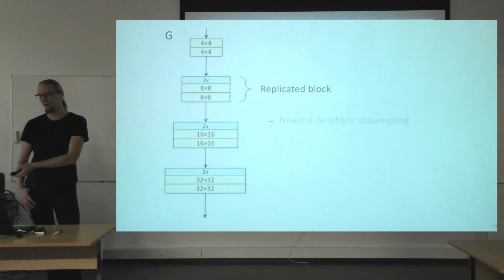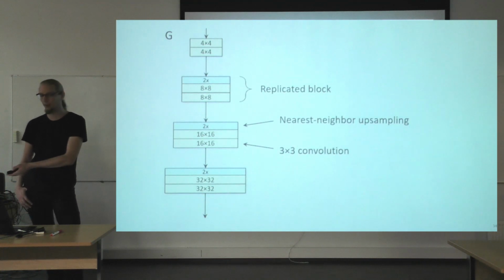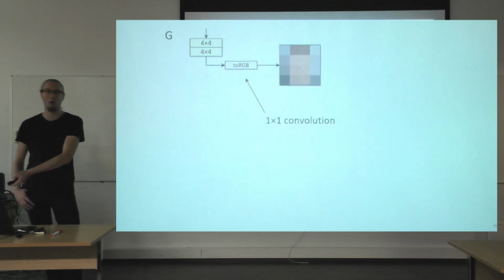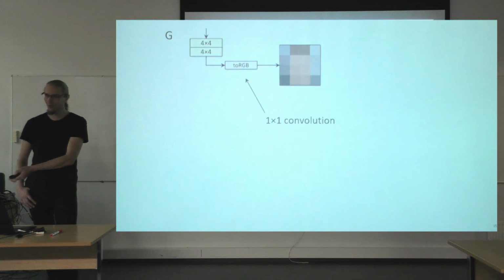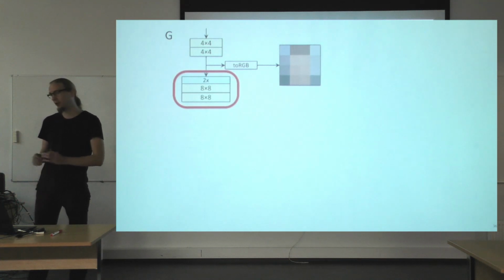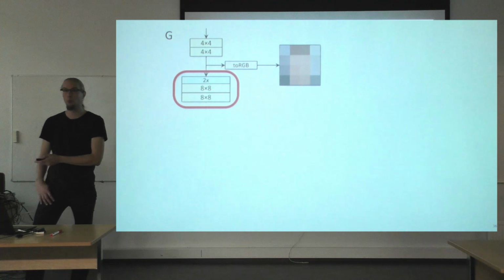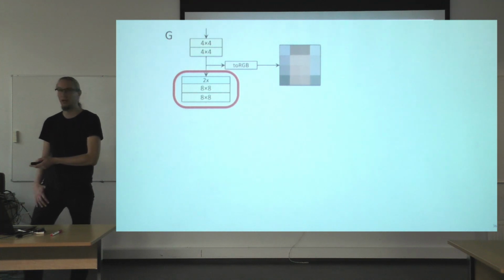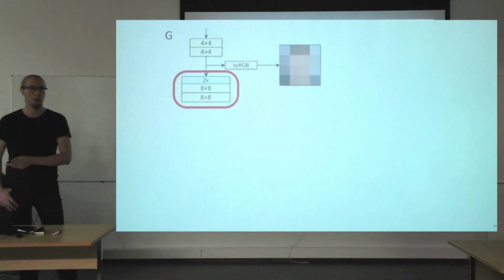In practice, our generator is made up of these replicated blocks that consist of nearest neighbor upsampling and 3x3 convolutions. We can extract an image out of the network at any point by feeding the activations through a 1x1 convolution. When we want to increase the resolution, we want to introduce these new layers, but we cannot just go and add them, because doing so would cause a sudden shock in the training dynamics, something we'll need to avoid.